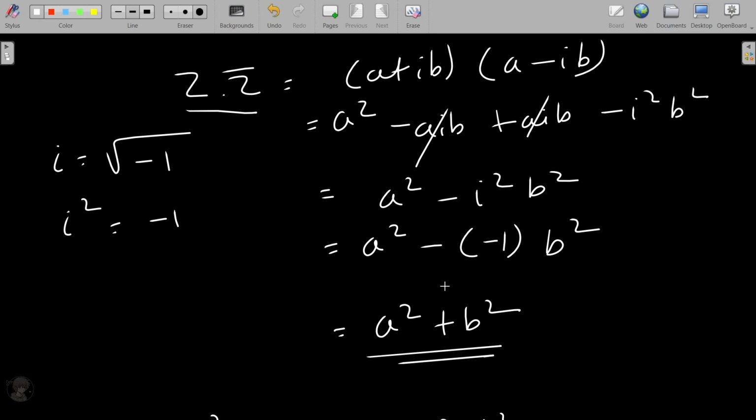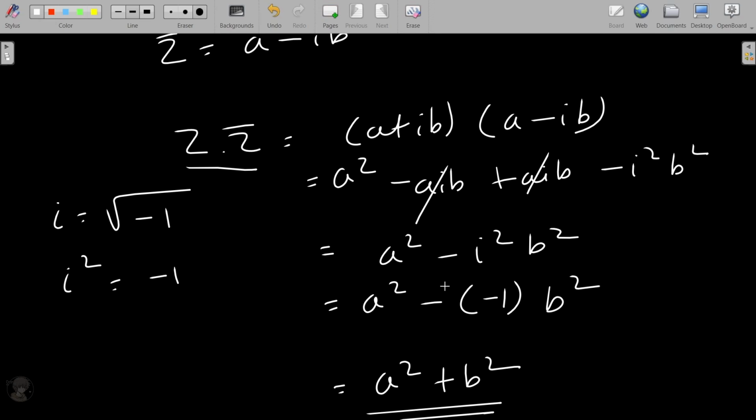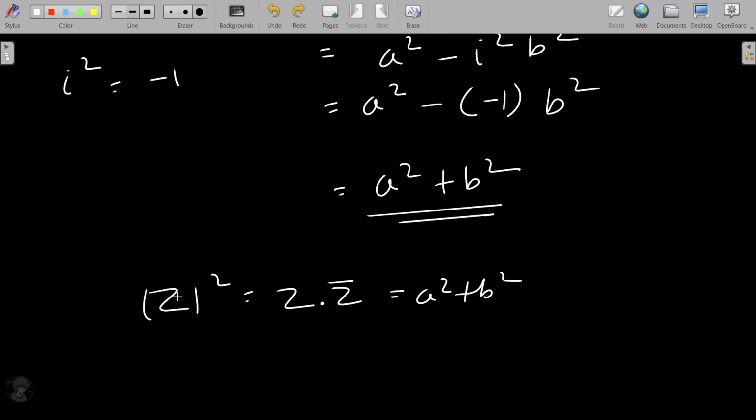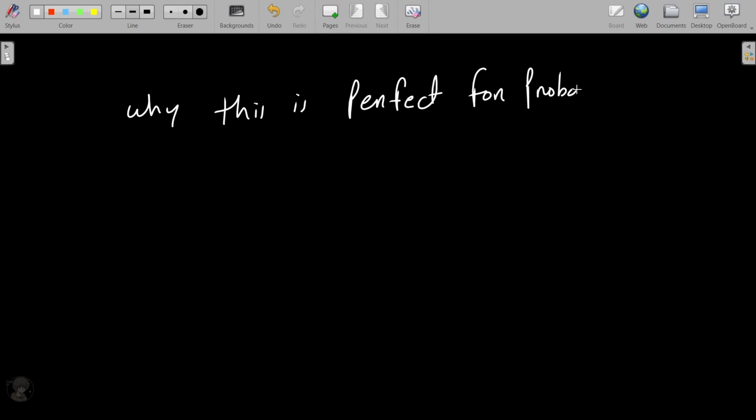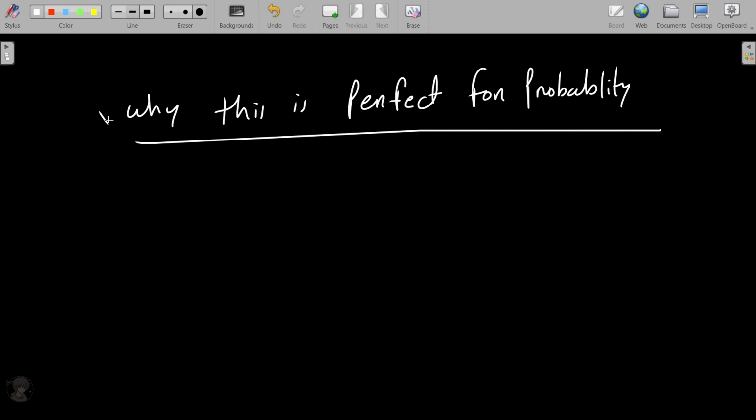You can see it here. It cancelled during multiplication. Okay, it's pure algebra. And why is this perfect for probability? Let me answer this question.